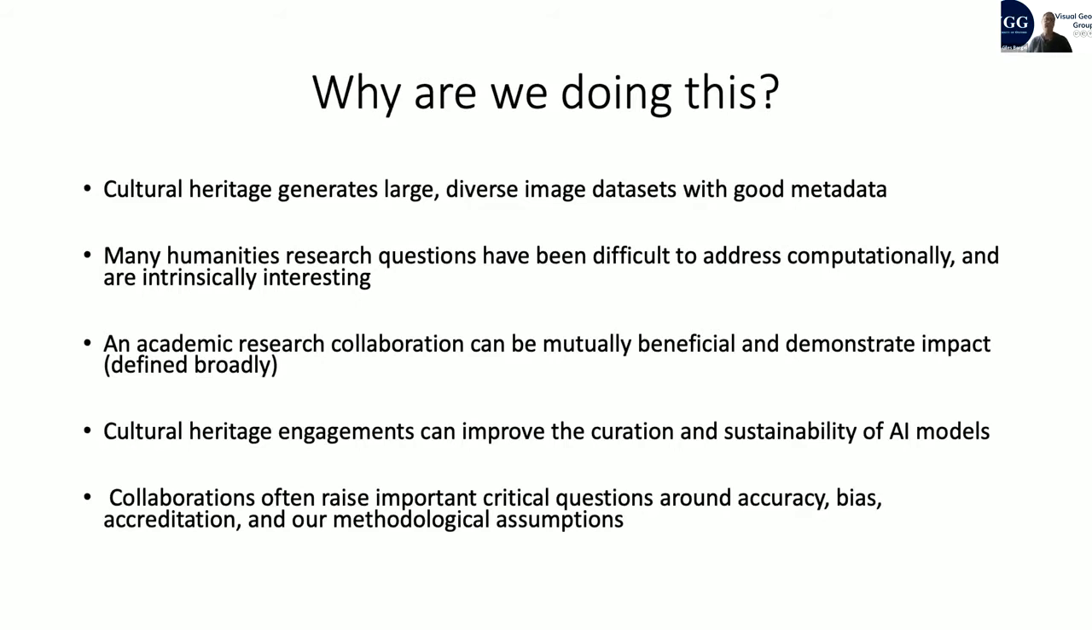You know, there are other ways of searching collections than training AI systems and using metadata, but if you're going to use it, it might as well be good quality. And museums, libraries, galleries tend to have better metadata than can be gathered, for example, just by scraping Flickr or the open internet. Also, humanities research questions that are difficult to address computationally and are intrinsically interesting.